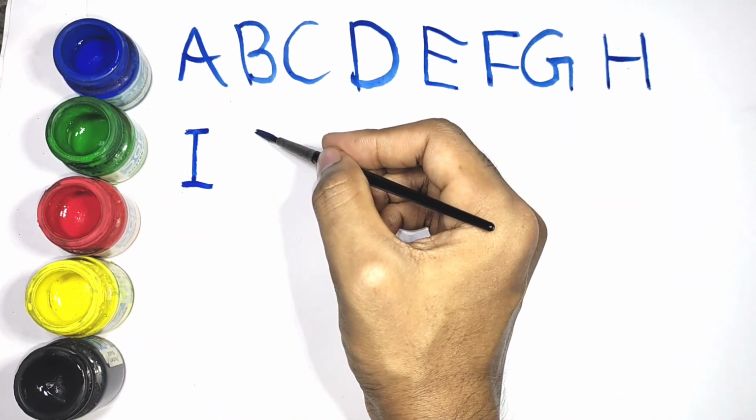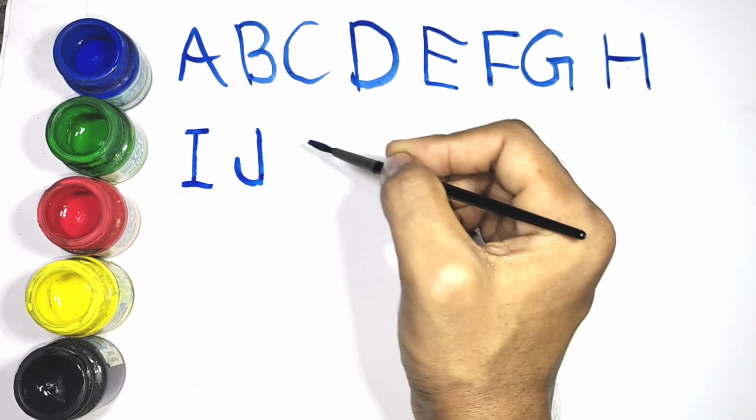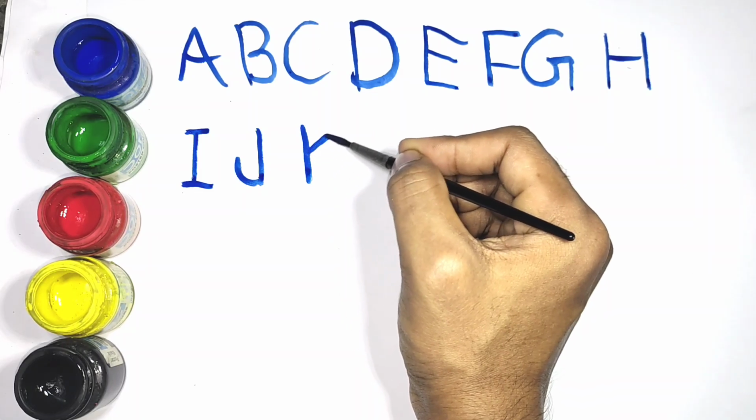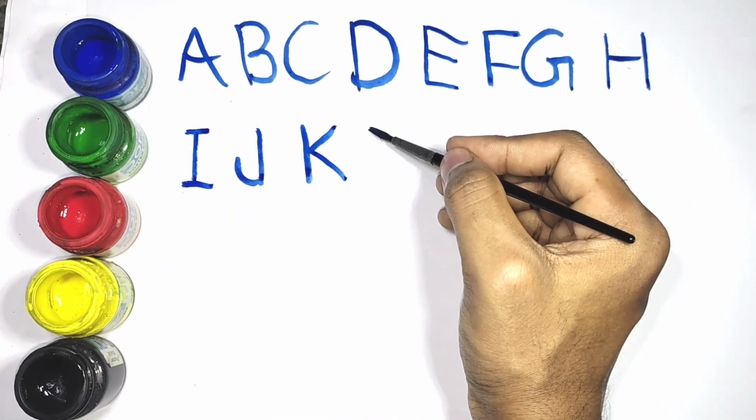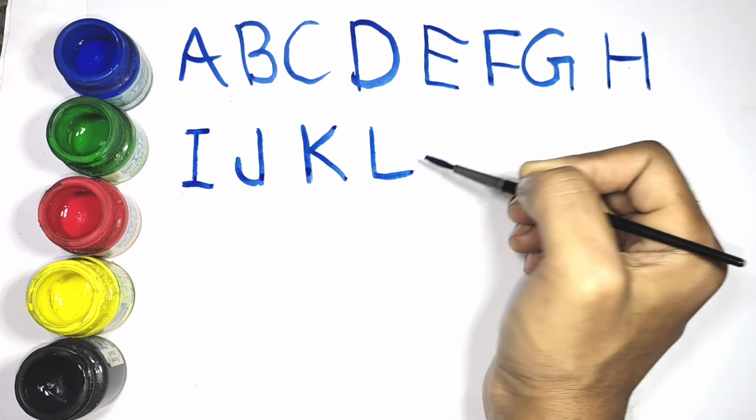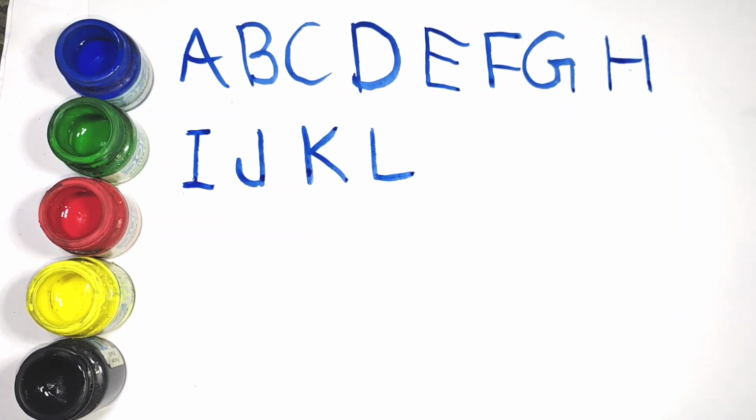Now we draw J. J for jackfruit. Now we draw K. K for kite. The next one is L. L for lion, L for lemon.